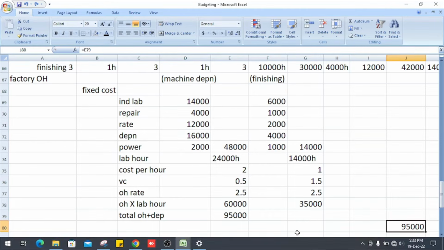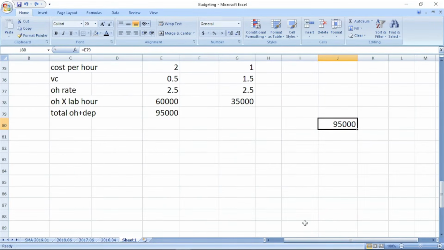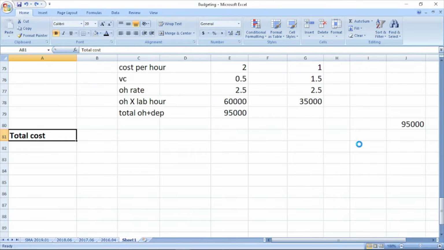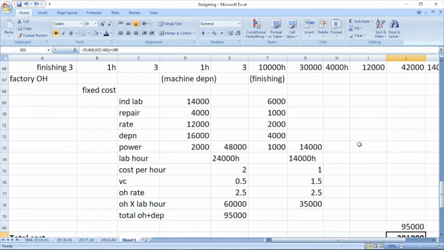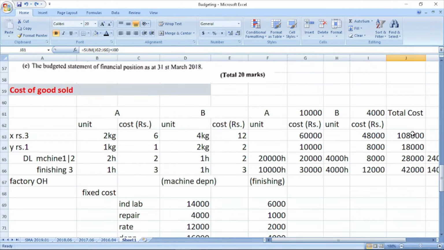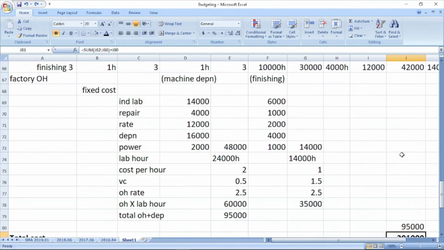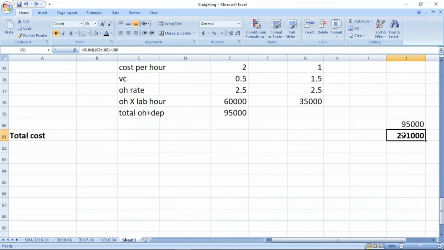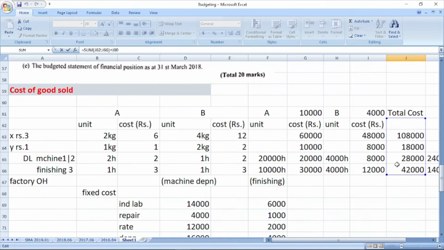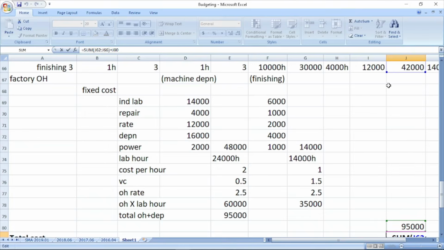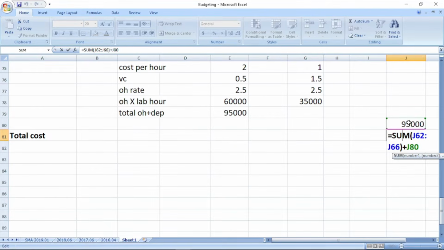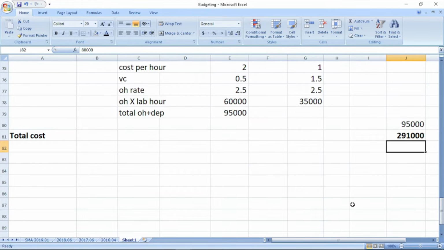Right. Now we find the total cost. The total cost of X, Y, direct labor machine and finishing department, and overhead. The total of these amounts: 108,000, 18,000, 28,000 and 42,000 plus 95,000, it is 291,000.